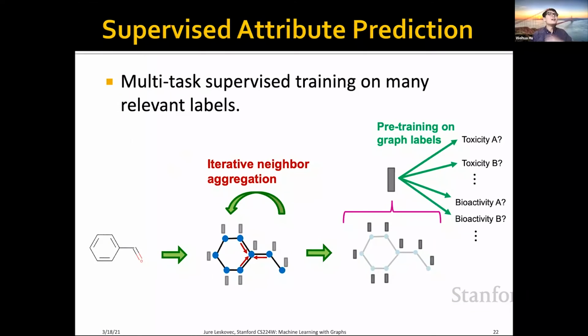So finally, I'm going to talk about this graph level pre-training task, which is essentially what I introduced before. So multi-task supervised pre-training on many relevant graph level labels. And this is really the direct approach to inject domain knowledge into the model.